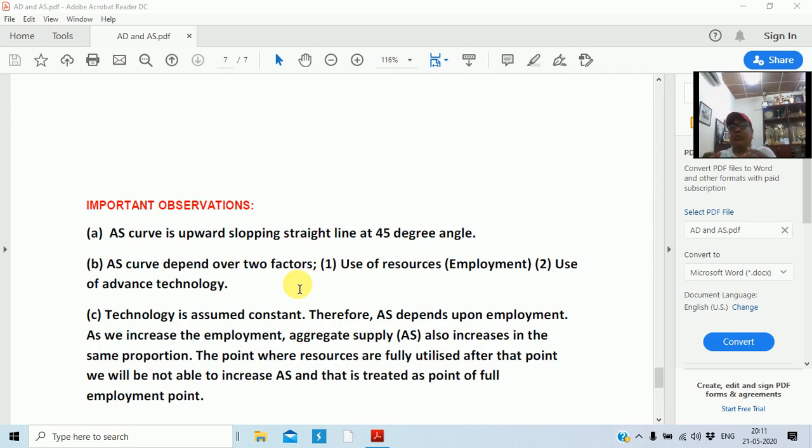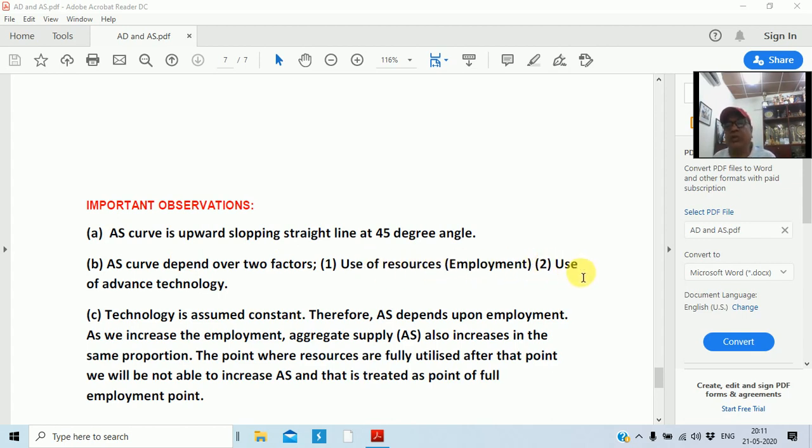You will have to make more use of resources. You will have to increase labor, increase capital, and increase the use of land. By this, you can increase the supply of goods and services. So if I have to increase the aggregate supply, then I have to use the resources. So aggregate supply depends upon resources. That is called use of resources, meaning employment.